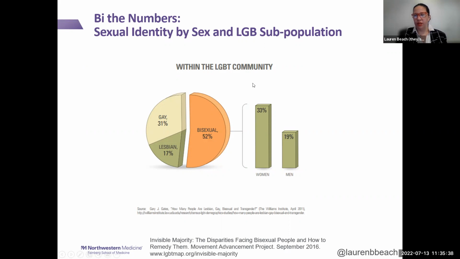This was a study that was conducted with binary sex and conflated sex and gender. So you see here that 33% of women and 19% of men, with no mention of people of other genders, are identifying as bisexual. That's the breakdown of people who are bisexual.